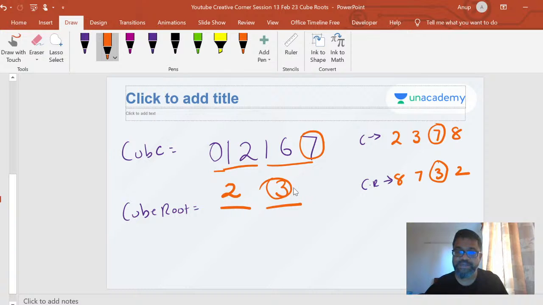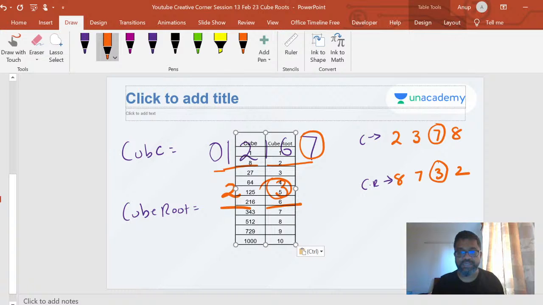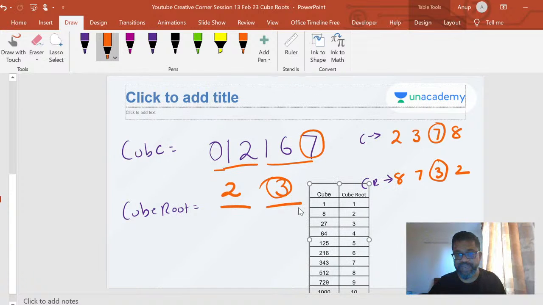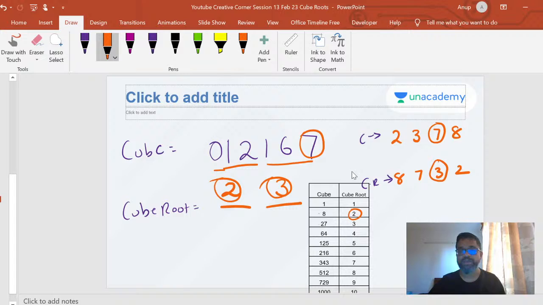Then the first part of your answer will be found using this table that I'm carrying along everywhere. You try to find out where 12 lies in between. 12 lies in between 8 and 27. So I know that I will pick up 2, and that is this 2 that you're picking up. This is how you form these 2 digits, and that's how you find the cube root. Very easy. Under 5 seconds you can solve large cube roots.